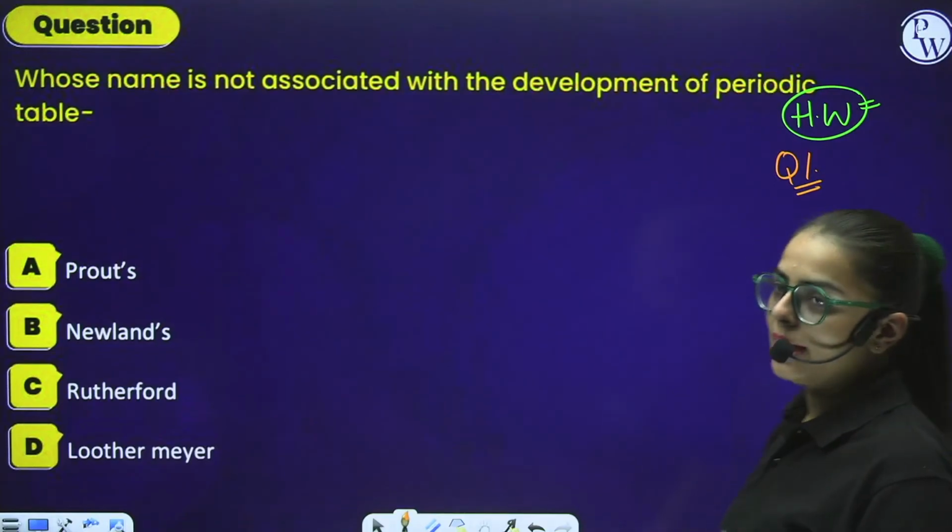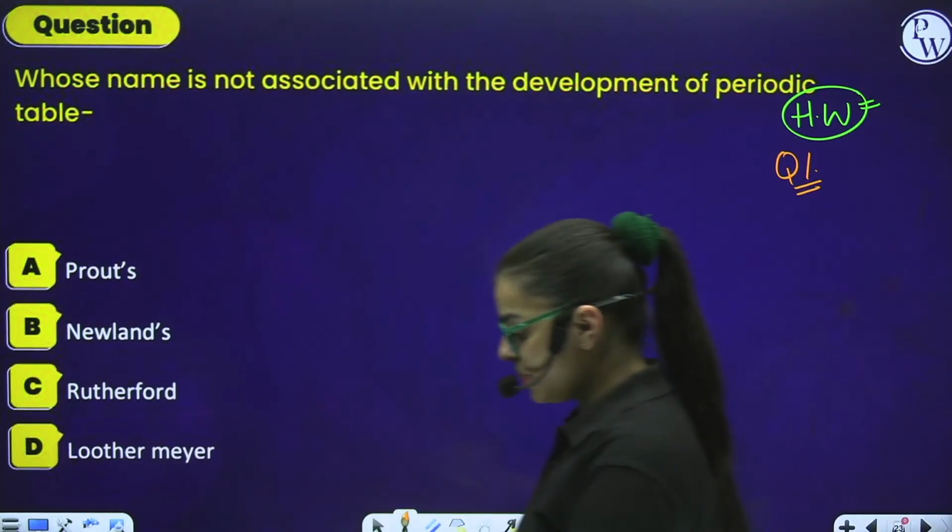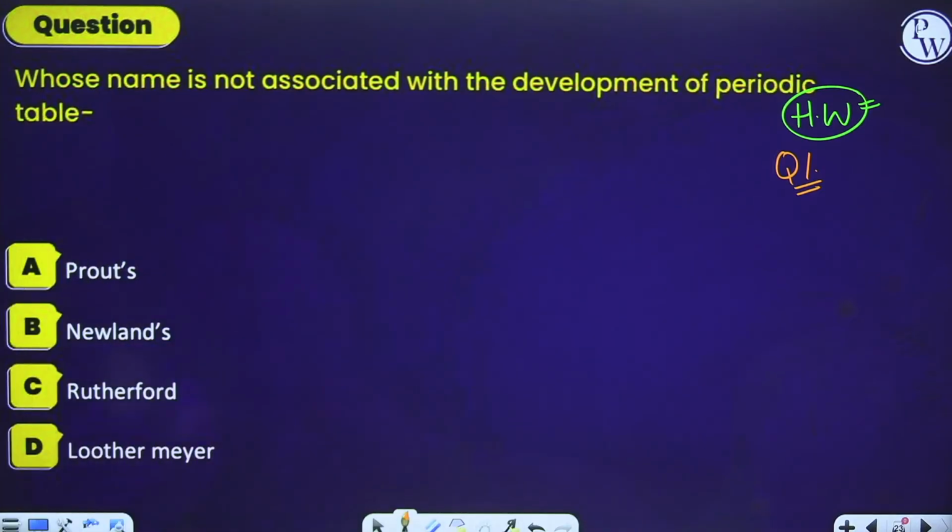I'm reading the question again. Whose name is not associated with the development of the periodic table? Everybody just write down the question. I'm moving aside so that you can write it down properly. Clear, everyone? Yes, done. Shall I move on to the next question if it is done?